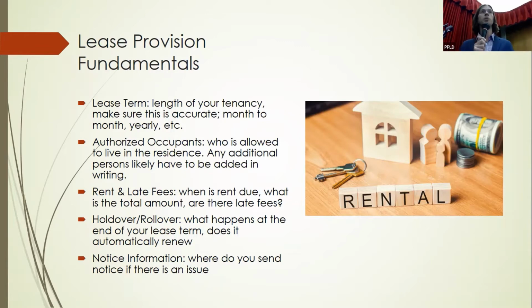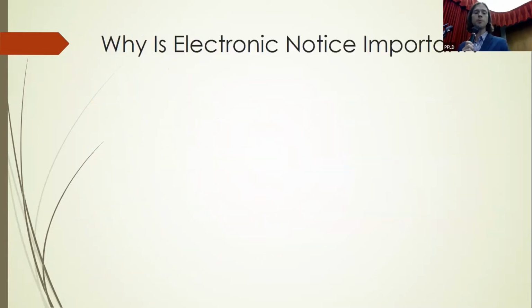It is required to be in there from the warranty of habitability, but there's not any kind of statutory penalty for not including it. I just don't think it's good business to not include that, because in this landlord-tenant relationship, both sides are going to want to have as clear communications as possible about the tenancy and about any issues going on in the property.